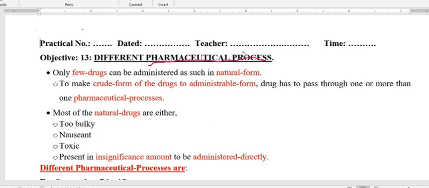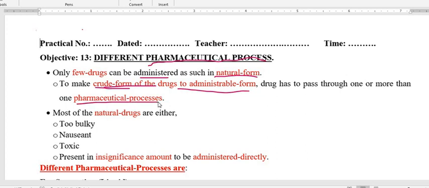So as we know, there are very few drugs in natural form which can be administered as such. There are various natural forms of the drug in crude form, and that first has to be made into an administrable form. To make a crude form of a drug into an administrable form, the drug has to go through various processes. We call them the pharmaceutical processes.